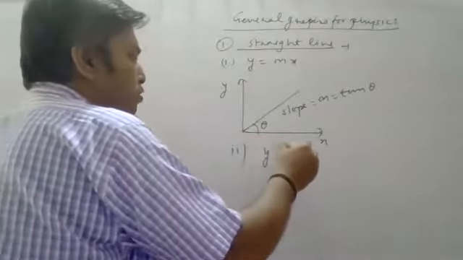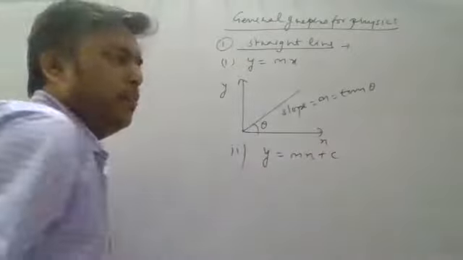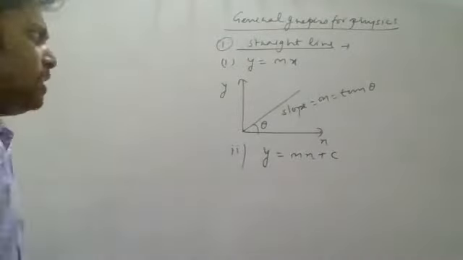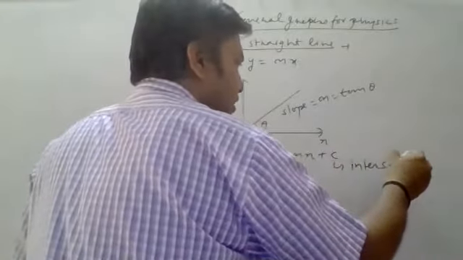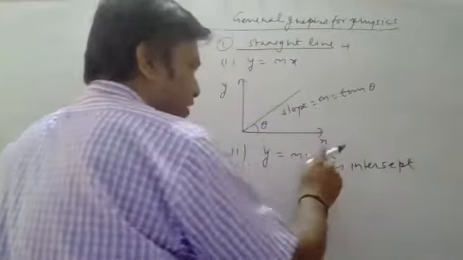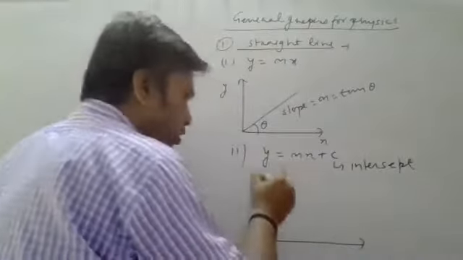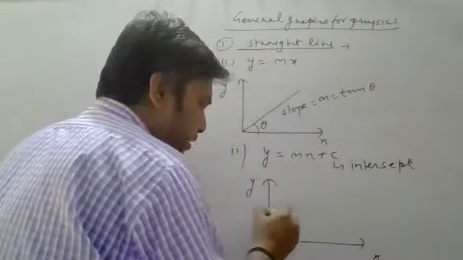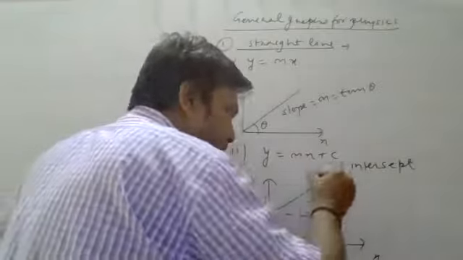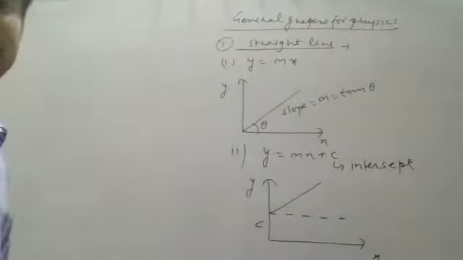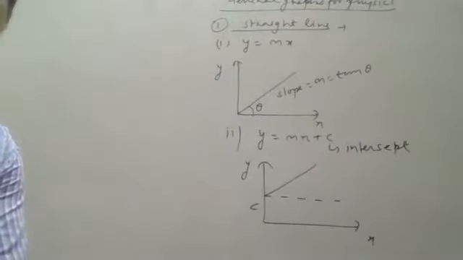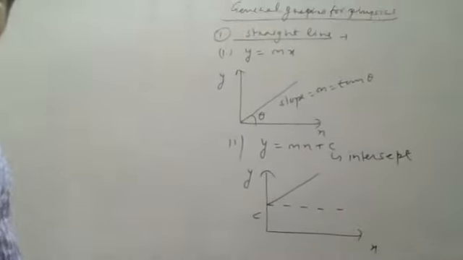Next, the second graph. If I have y equals mx plus c, then what will I do? Here c is called the intercept. What is c? c is the intercept, and the intercept is available on the positive axis. Now I will plot my graph in this manner. I have left space for the intercept and the graph started from here. This is plus c. This is a positive intercept.